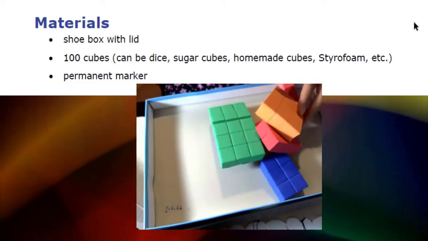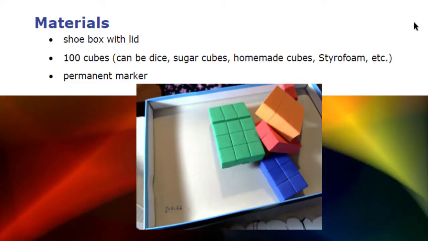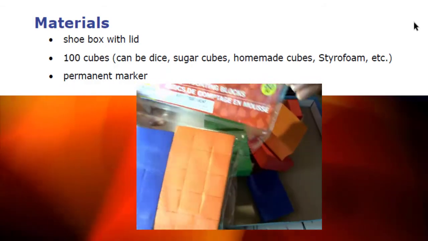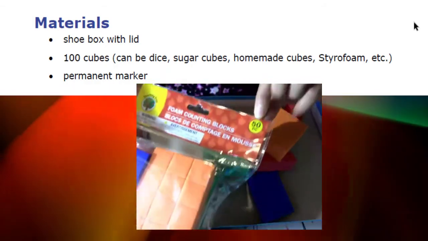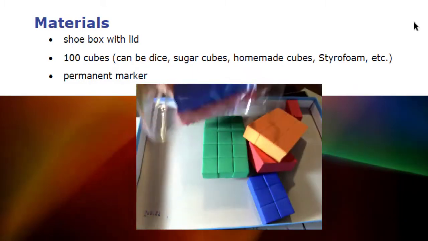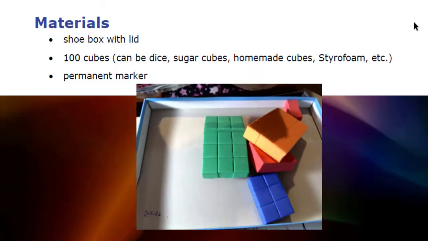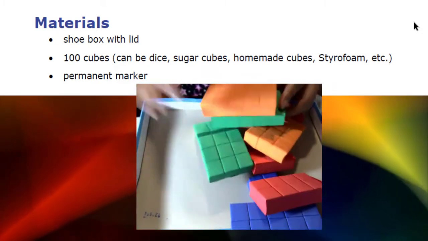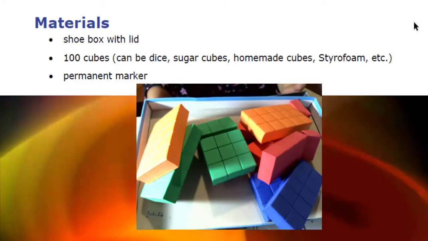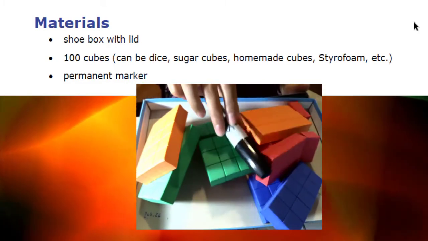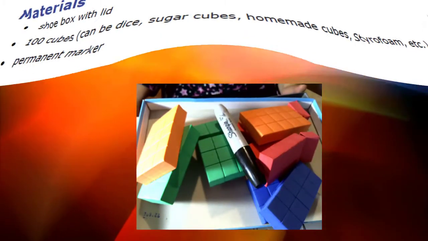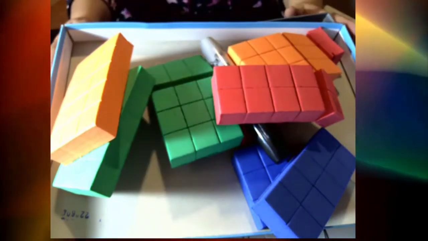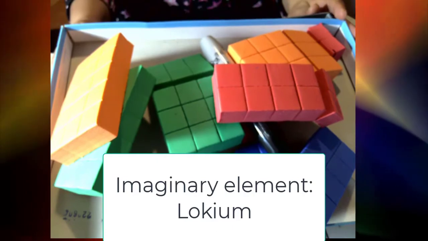So I have these foam cubes I got from the dollar store, and one pack has 50 pieces, as you can see here, and now this will be 100 pieces. My cubes and a permanent marker. So just remember, these cubes represent an imaginary chemical element, lithium.